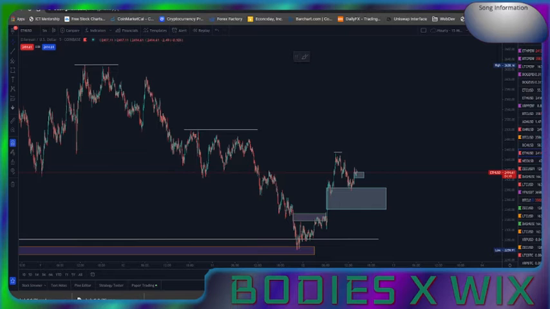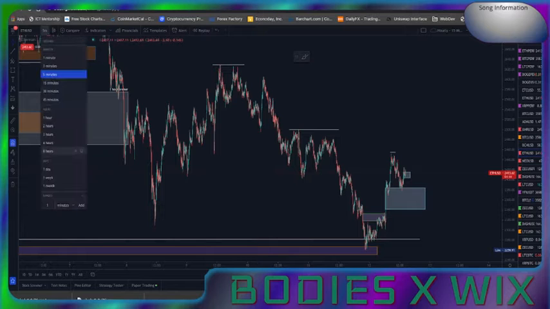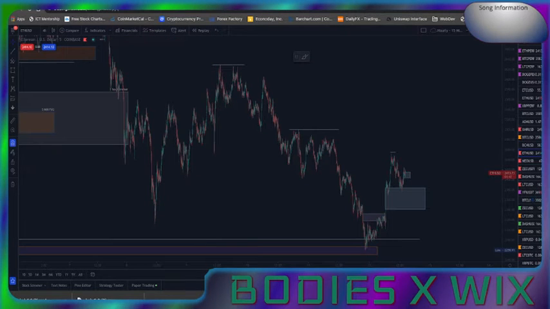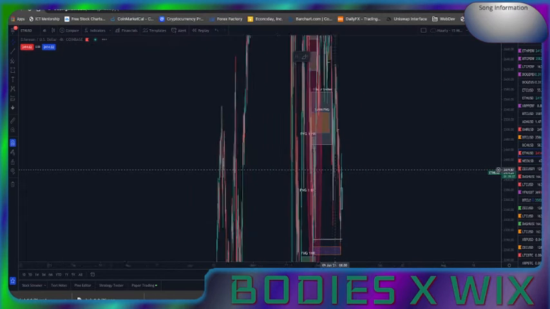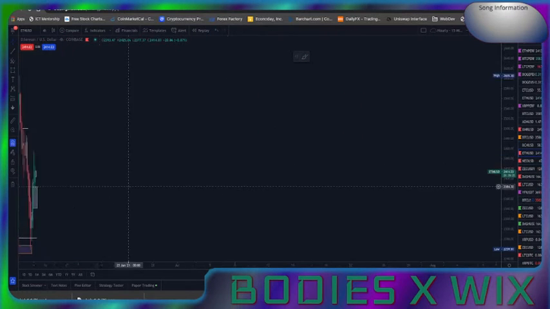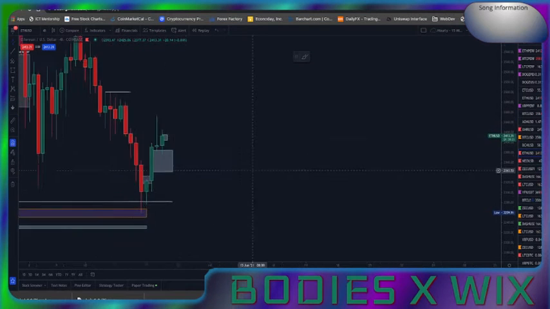Anyways, let's take a look at it on a bigger range. Let's go with the 4 hour. We're in a very small range right now, 15 to 20 minutes. There is a 20-minute range, but we haven't been looking at that one.